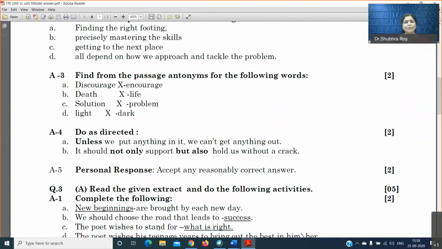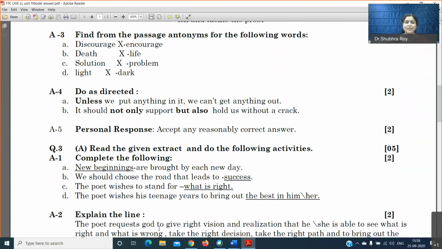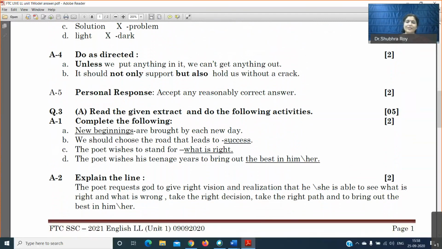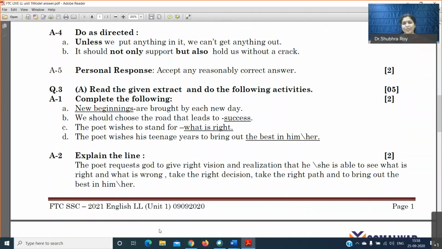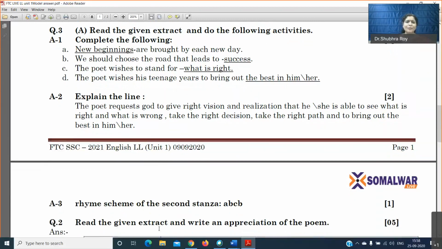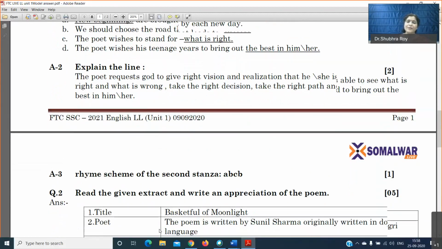If you go to question number 3, it is a comprehension of the poem. Activity 1 is based on the simple factual questions in the poem. Activity 2 is based on the theme. And activity 3 is based on poetic devices. Okay. And then poetic devices, even figures of speech can be asked. So you have to be prepared with figures of speech also, and rhyming words or rhyme scheme. Then next question is based on appreciation.